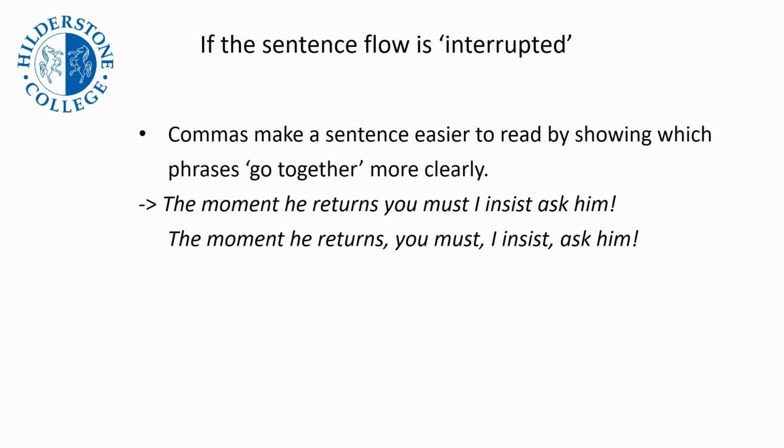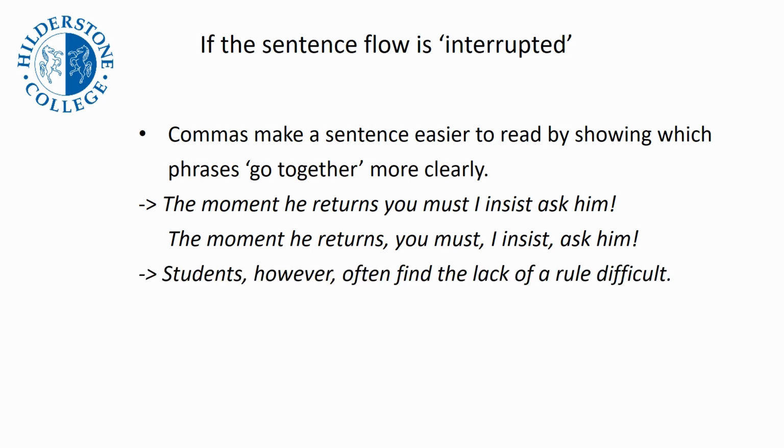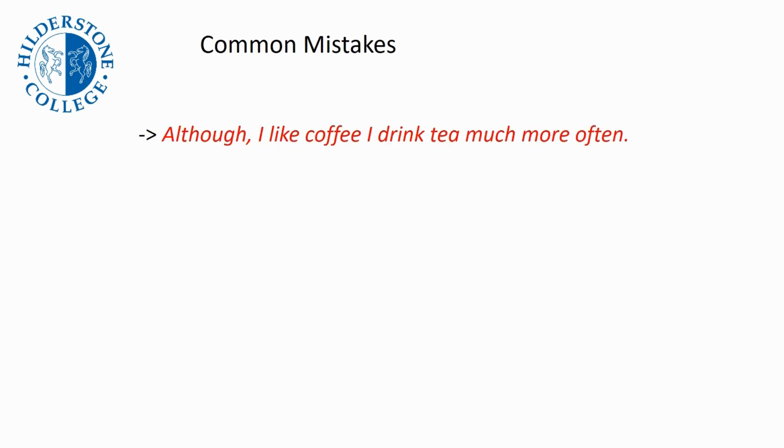A slightly easier example is this one. Students, however, often find the lack of a rule difficult. They find it difficult that there's not a rule, in other words. And there you can see we've got however in the middle of a sentence. Then we tend to put commas around it because it does interrupt the flow of the sentence. Okay, here are some common mistakes. See if you can correct them.